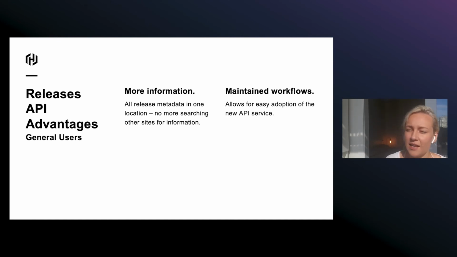And then second, it maintains external workflows, which is super handy because it makes the adoption of this new API service super easy. You don't even have to think about switching over to the new API service. All of that is handled for you. Your workflows don't have to change. And I'll go over the mechanics about how we maintain workflows a bit later, but for now, let's take a sneak peek at what you might expect in terms of information provided by the new releases API.